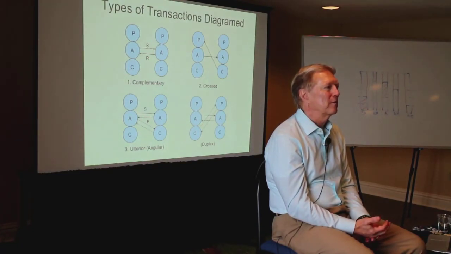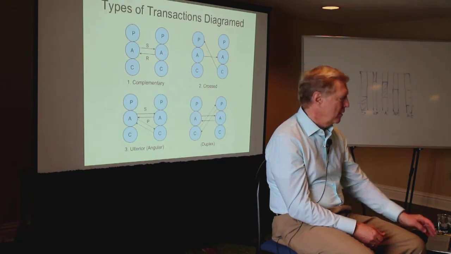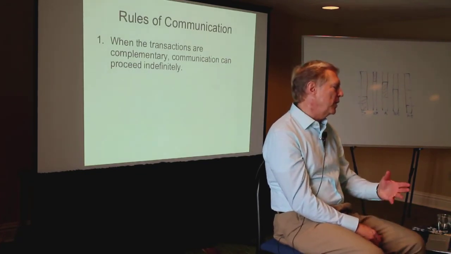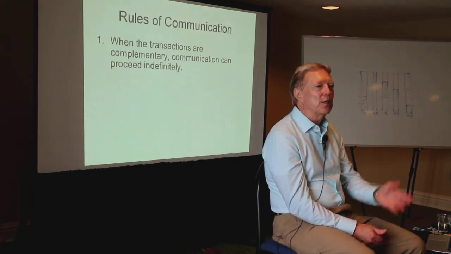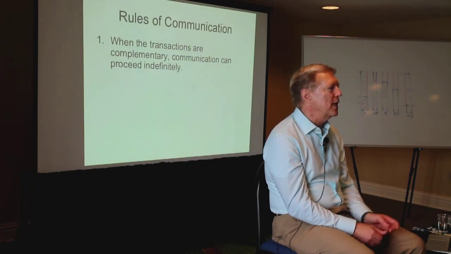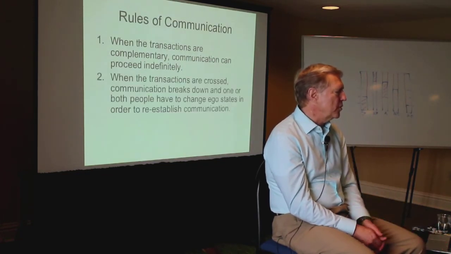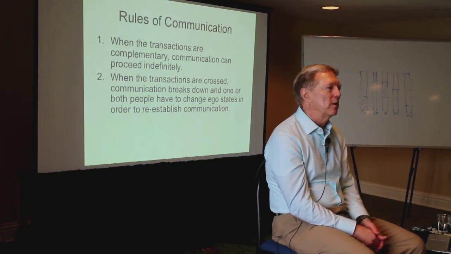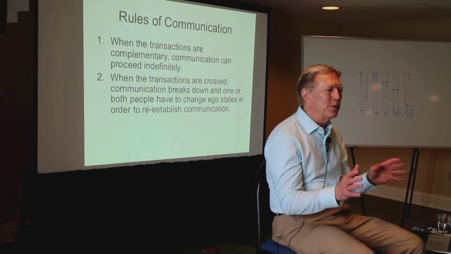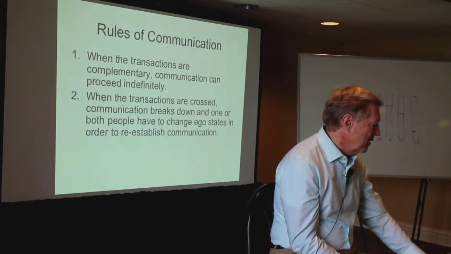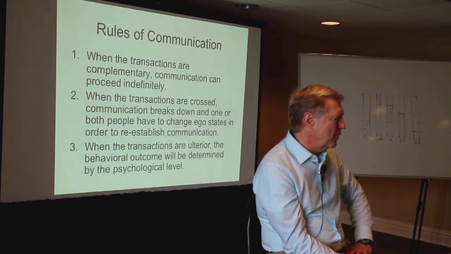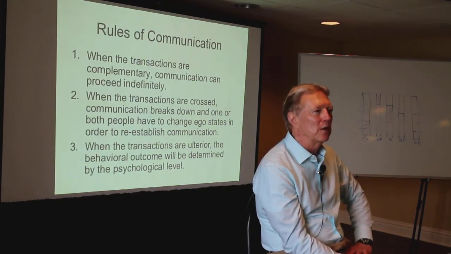Other questions? So the rules of communication: whenever the transactions are complementary, communication can proceed indefinitely. The people will be understanding each other. Whenever the transactions are crossed, communication breaks down, and one or both people have to change ego states in order to reestablish communication. There may be a lot of noise, but people are really not communicating. The third rule is whenever the transactions are ulterior, the behavioral outcome will be determined by the psychological level.